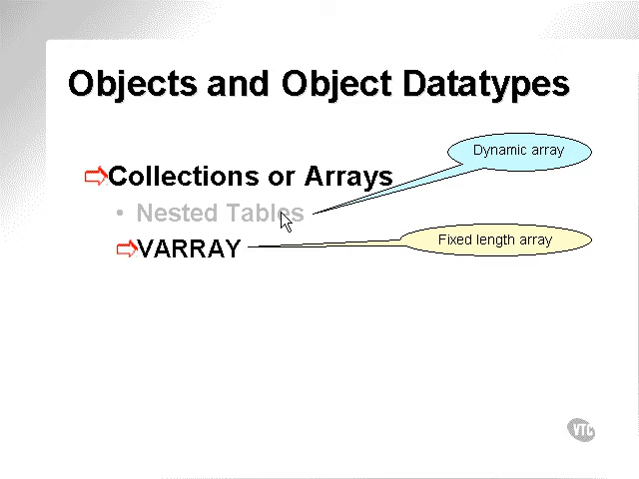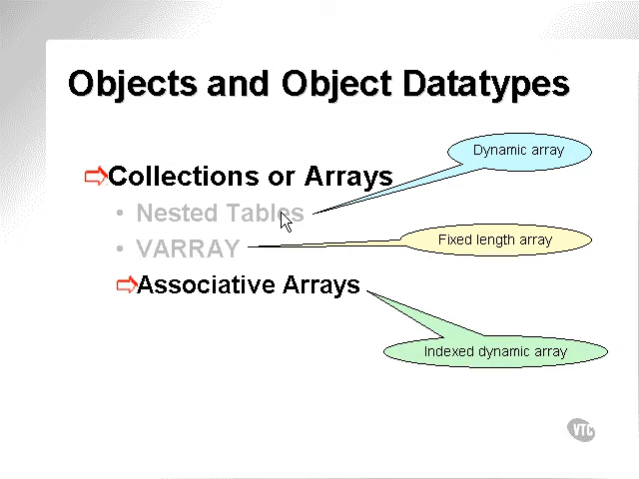A V-array is a fixed length array. It has a fixed size. In other words, when you declare a V-array, you declare it as having a specific number of elements. If it goes over that number of elements, you will actually get an error or be required to extend the size of that V-array.